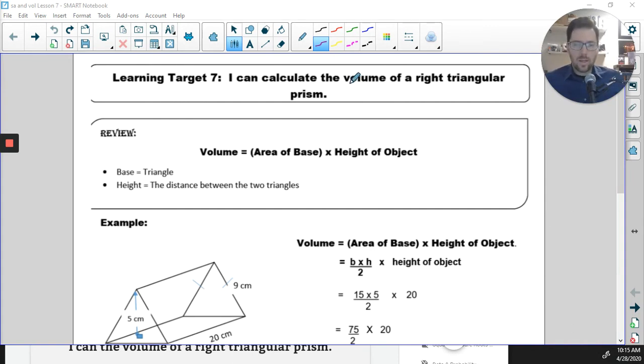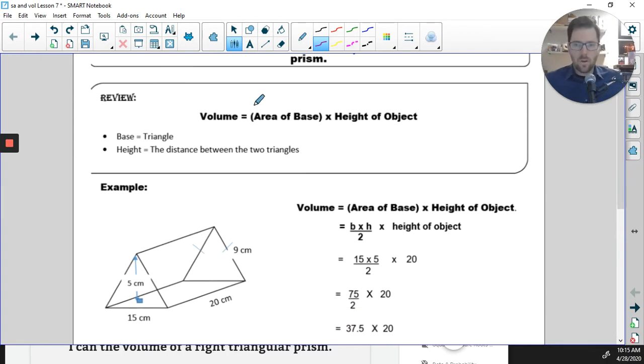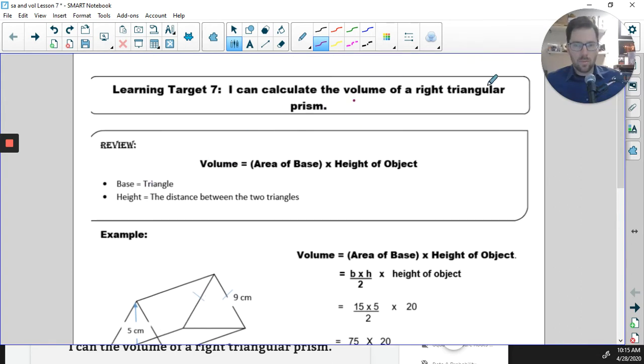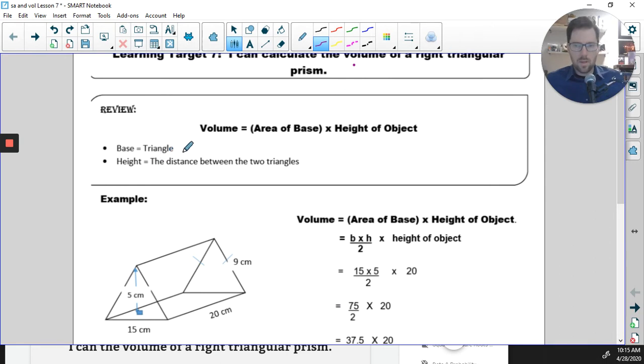Today we're looking at calculating the volume of a right triangular prism. So let's double check on a couple things that we talked about before. Our volume equals the area of the base times the height of the object. So in the triangular prism, the base is the triangle, right? If we think about triangular prism, the name is the base. So then we have the height, which is the distance between the two triangles.